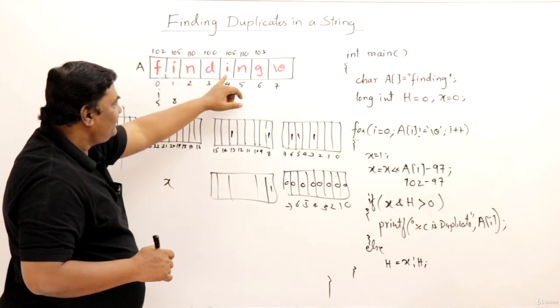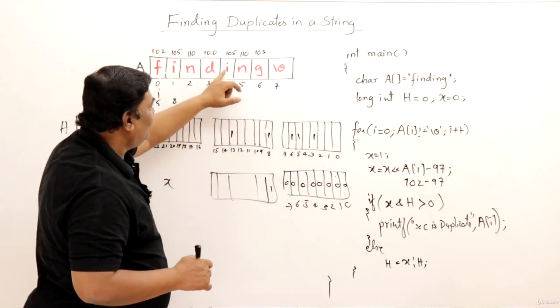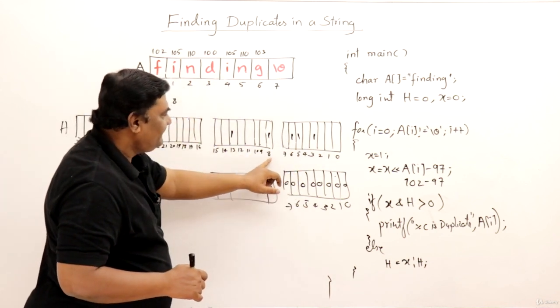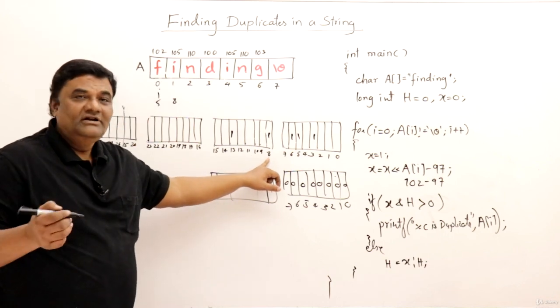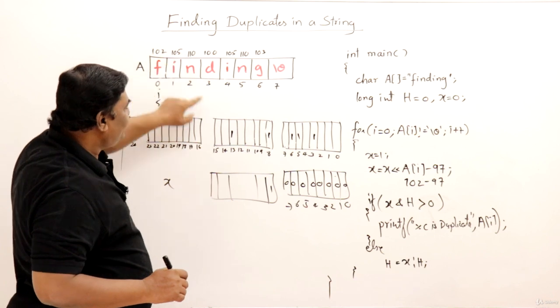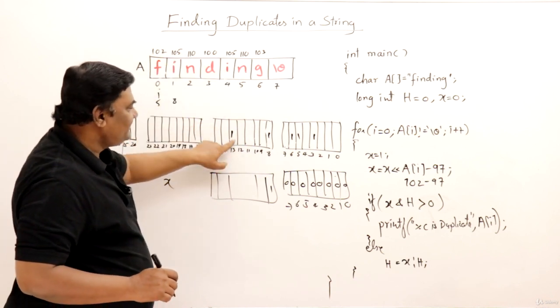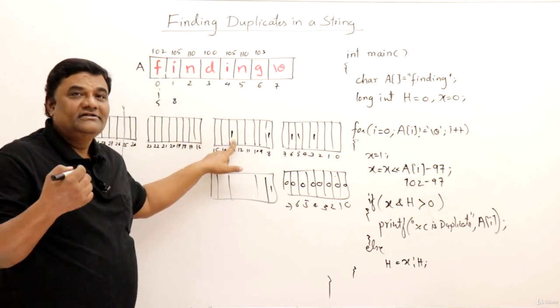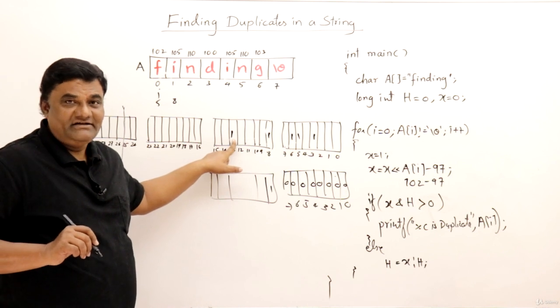And when again it finds that i is already there, so i is 105, it is already there, so this is a duplicate. Then for n, 110, the first time this will be set on, the second time it will check here, this is already there, so this is a duplicate.